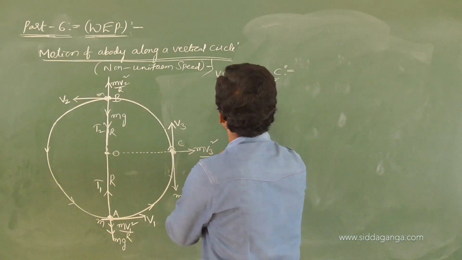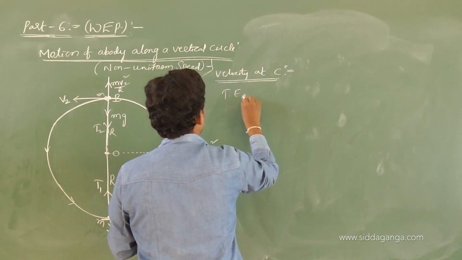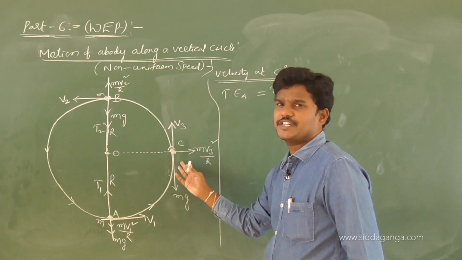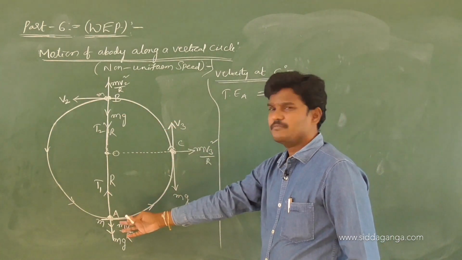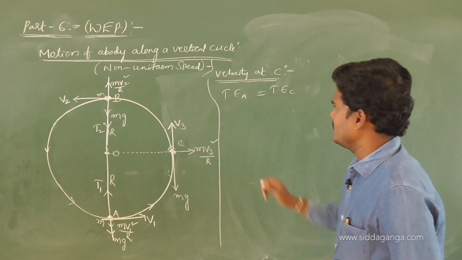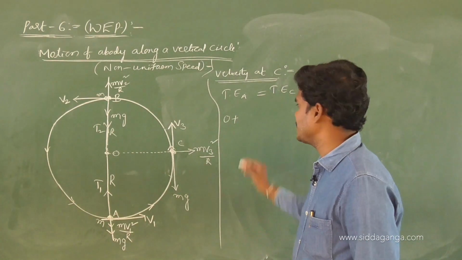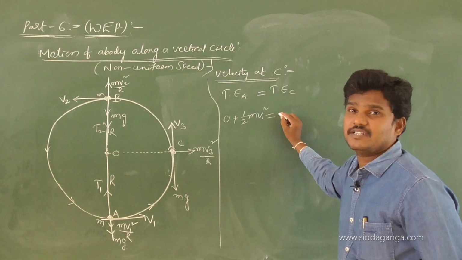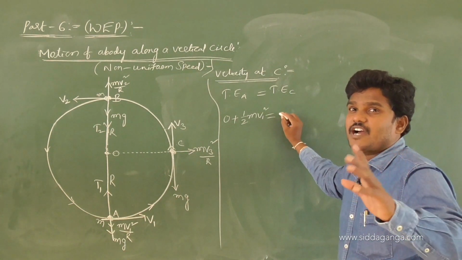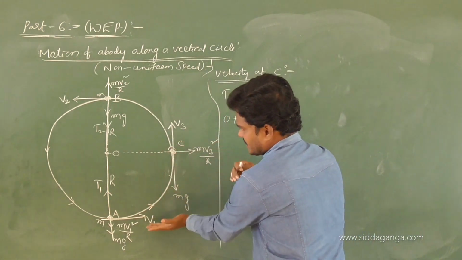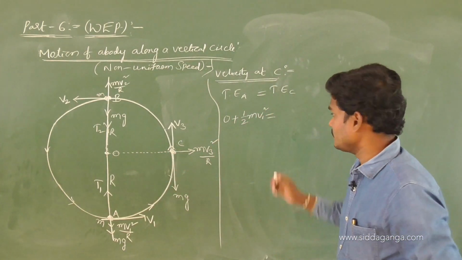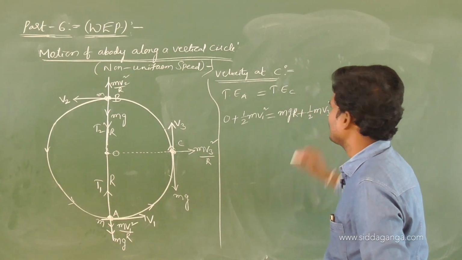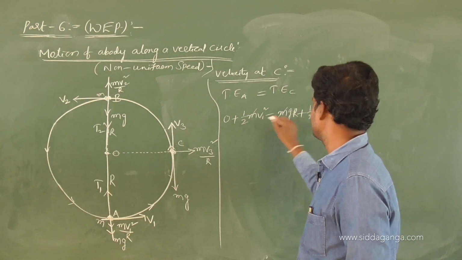At point C, let us balance total energy at A with total energy at C. Okay, you can use total energy at B balanced by total energy at C, because at B we know the velocity. Otherwise you can balance with A and C, anyone. Total energy at A: potential energy is 0 plus kinetic energy half m v1 square. Total energy at C. At C, the body is at a height of r. Then how much is the potential energy? mgr plus kinetic energy half mv3 square. Mass you can strike off.